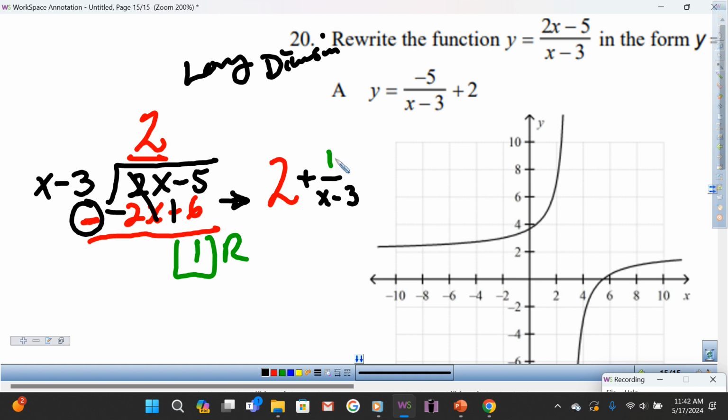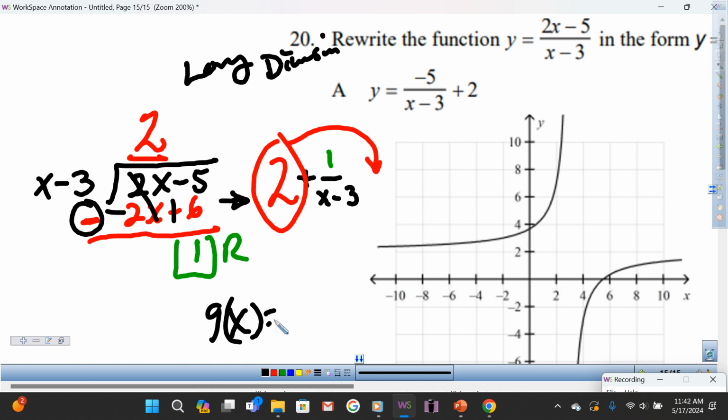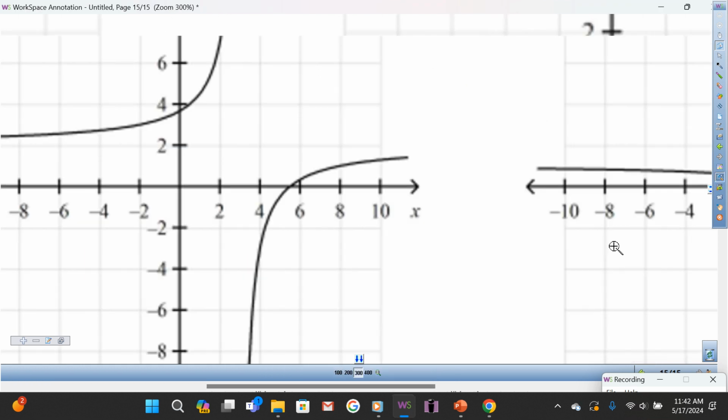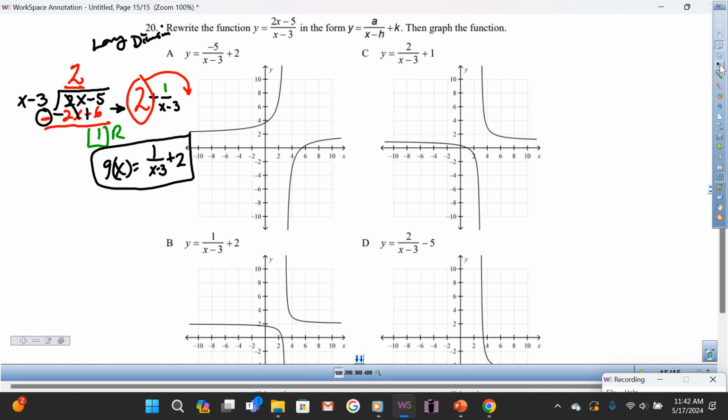Do we have a 1 on the numerator? Yes. But we have that 2 in the front. What do we do with that? Send it to the back. So my new equation is g of x equals 1 over x minus 3, and then we move the positive 2 to the end. And then all you have to do is go searching for that equation. Which one has that 1 on the numerator? The only one is B.